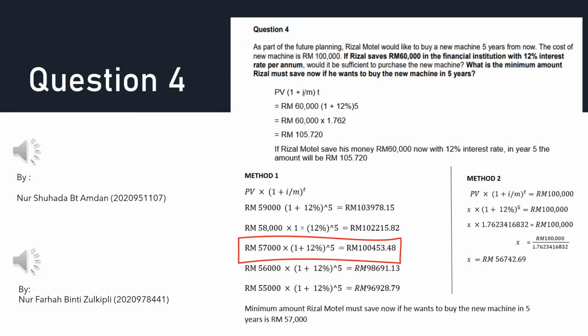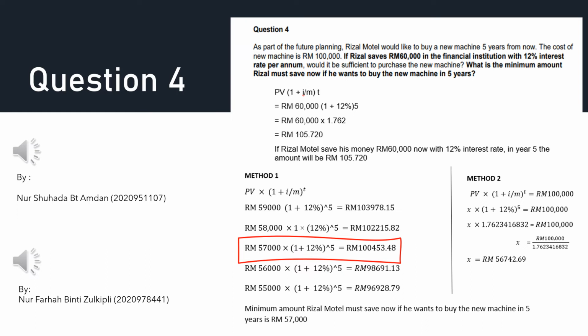100,000 ringgit. When we insert RM 57,000 times in bracket 1 plus 12% to the power of 5, the answer is RM 100,453.48. This amount is close to the 100,000 ringgit. So the minimum amount that Rizal must save is RM 57,000.